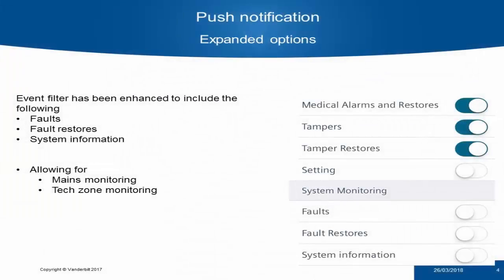So first we're going to talk about the push notification enhancements. We have expanded the filter options available in push notifications in order to allow for fault restores and system information. This was a main request for mains monitoring and tech zone monitoring, so that should any tech zones be activated, they will now be pushed directly to the user's device if they enable this option. No update to the mobile app is required for this functionality, and this will be enabled through the SPC Connect server.